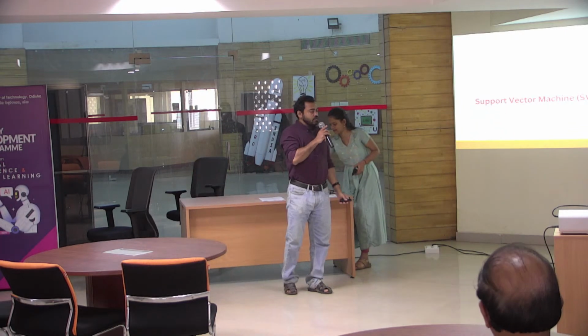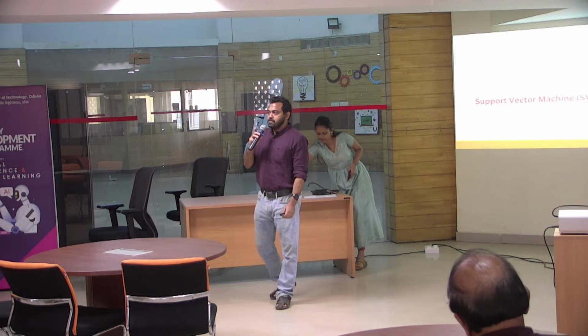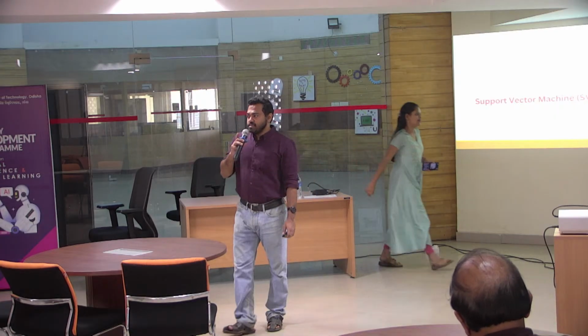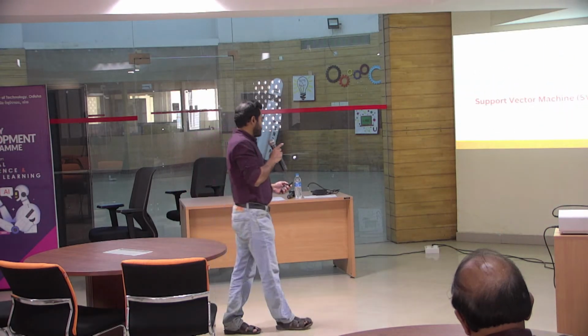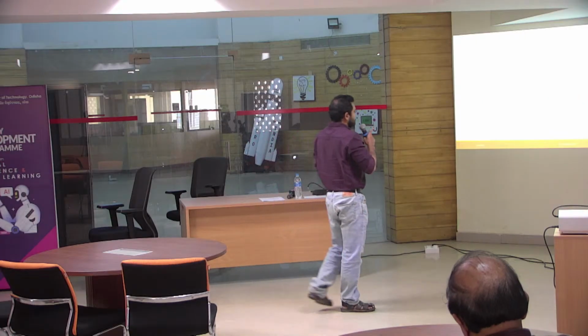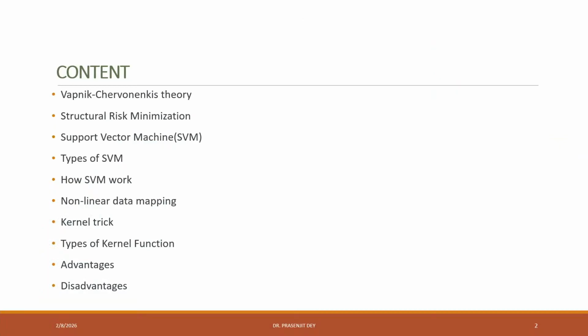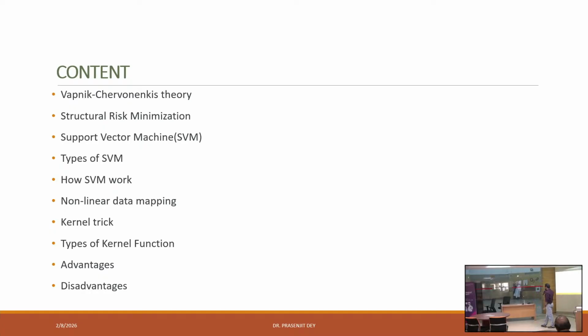So in this lecture I would like to talk about the support vector machine, SVM, which is a statistical machine learning technique. In this session I will start my discussion with VC dimension, and Vapnik-Chervonenkis theory. Then I will talk about structural risk minimization and how SVM is a way of structural risk minimization technique.